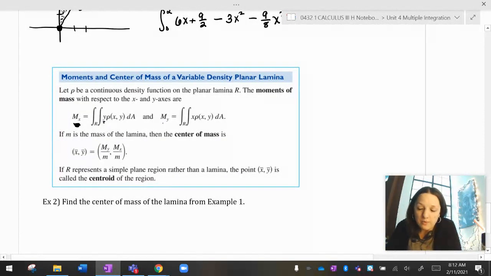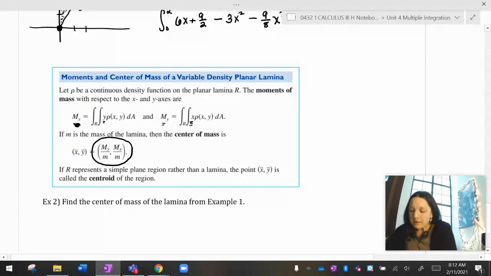To figure out how far from the y-axis you need to be, you multiply by x and then integrate. And then the center of mass is going to be those two values divided by the mass. And that gives you the coordinates.